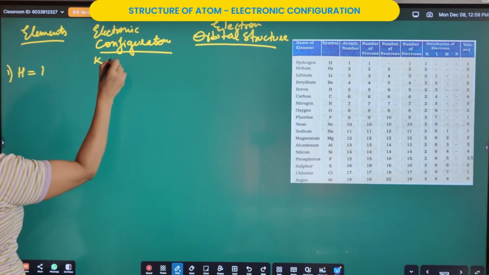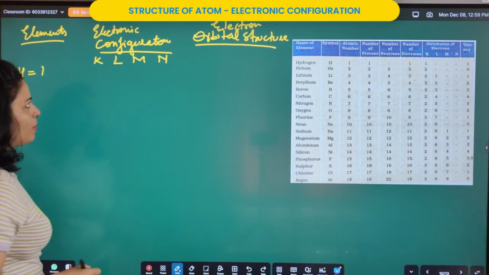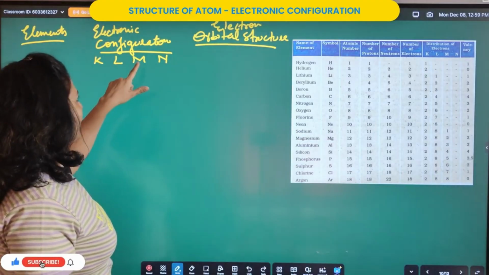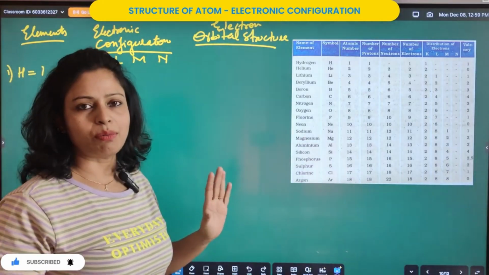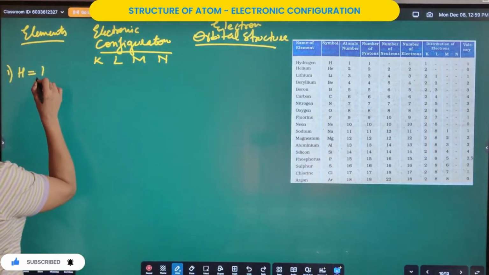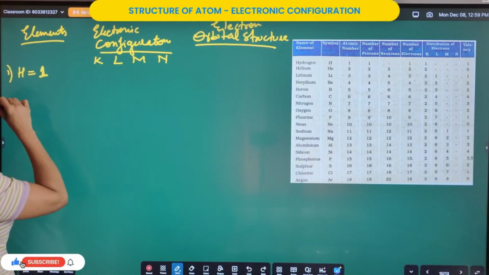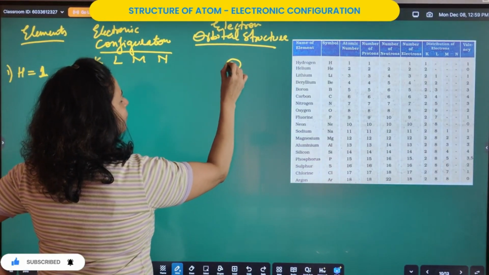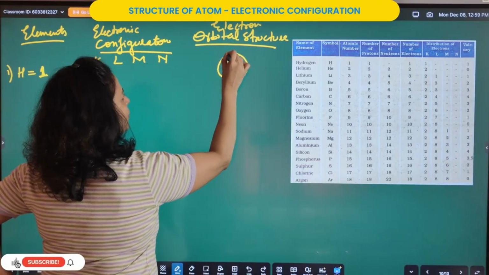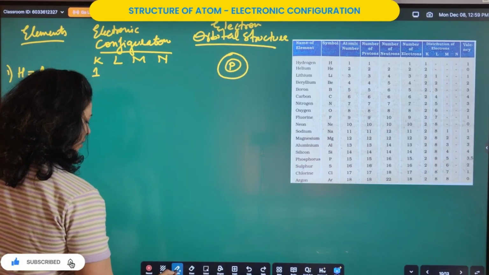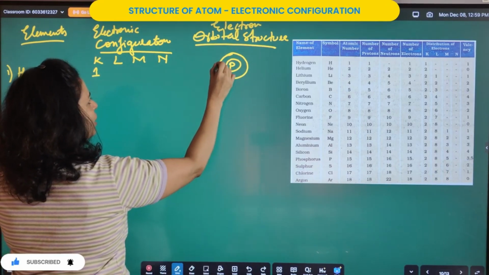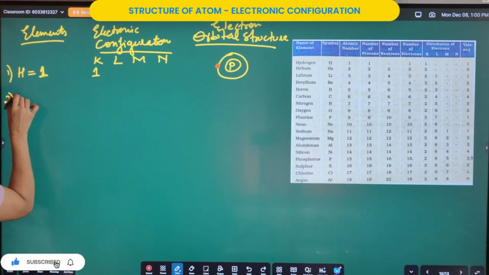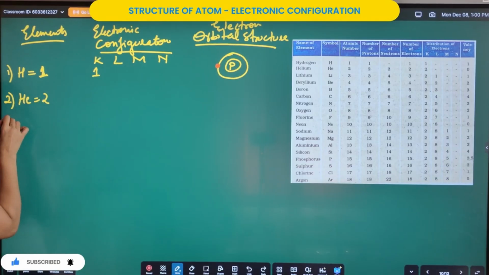Now I told you about the K, L, M and N shells. The maximum holding capacity of the K shell is only 2, the L shell has a maximum holding capacity of 8, the M shell has 18 and the N shell has a maximum capacity of 32. Since hydrogen is only 1, 1 electron will come to the first shell only. So its atomic structure will be that only the first energy level is filled with the 1 electron. This is the first shell. Coming to the second element, I will write all the elements.